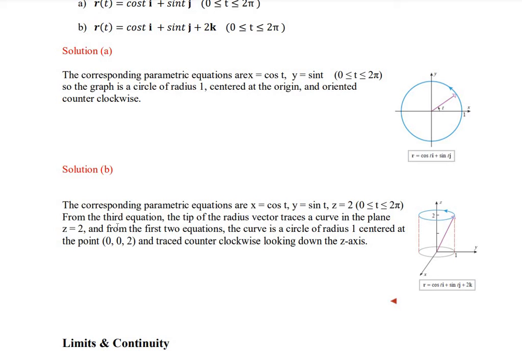From the third equation, the tip of the radius vector traces a curve in the plane z equals 2. So this one. And from the first two equations, that is x equals cos t and y equals sin t, the curve is a circle of radius 1 centered at the point (0, 0, 2), and it is traced counterclockwise looking down the z axis. So you will get this one.